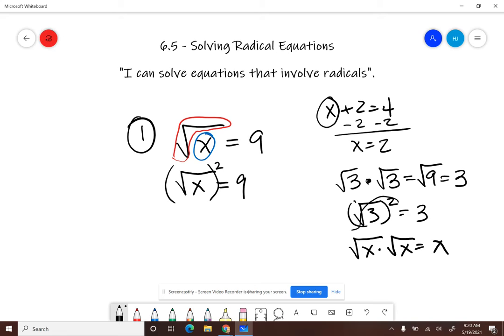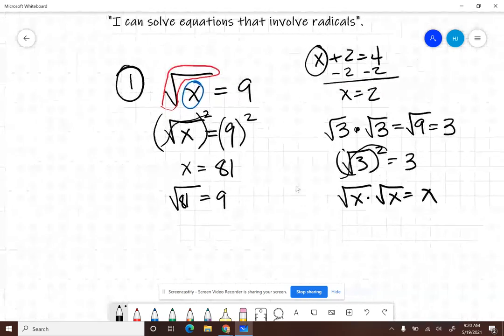But remember, equations must be balanced. So if you square one side and you don't square the other, then all of a sudden my equation is no longer balanced, and I've actually changed my answer in essence. So I need to square this side as well. So on the left side, all of this is going to go away except the x, which is exactly what I wanted. And then I'm going to get 9 squared, which is 81, which again makes perfect sense. Because if I put this answer back into my original problem, the square root of 81 does in fact equal 9, okay?